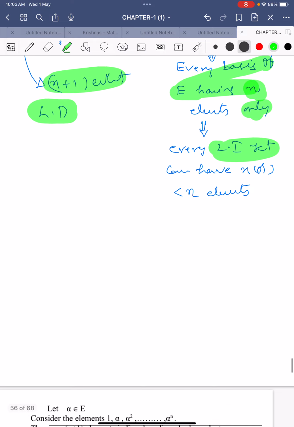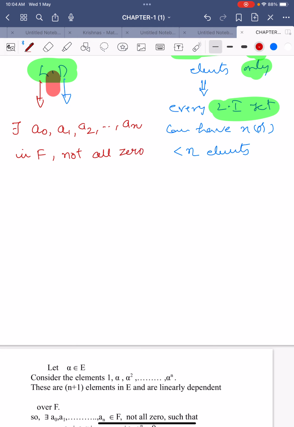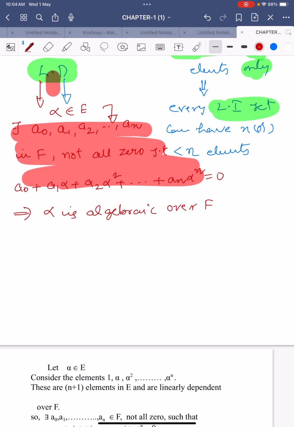If this S is linearly dependent, by applying the definition of linearly dependent set, there exist some scalars a0, a1, a2, and so on an in capital F, not all zero, such that a0 plus a1 alpha plus a2 alpha square plus and so on plus an alpha power n is equal to 0. Here alpha belongs to capital E, and satisfying this, what does it mean? This is nothing but the definition of an algebraic element. This condition shows us the element alpha is algebraic over capital F.